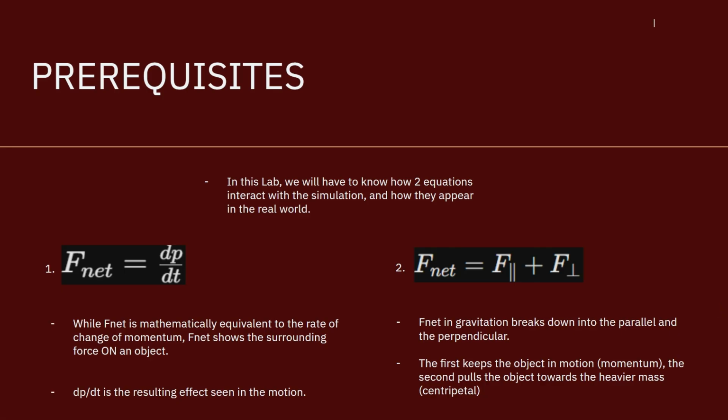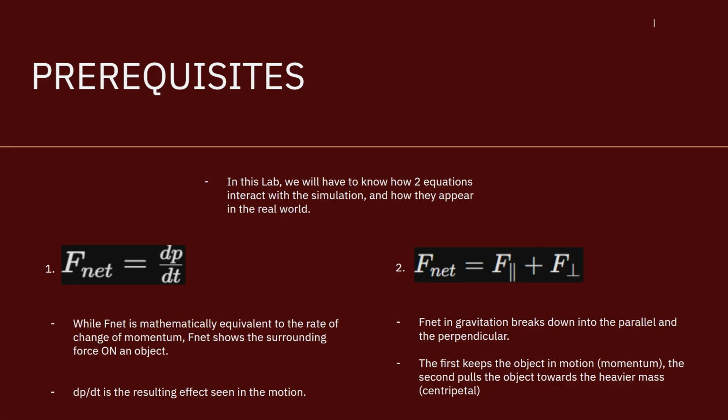Now, some prerequisites that we have to know are two equations and how they interact with the simulation and how they appear in the real world. For our first, we're looking at F net equal to the rate of change of momentum. While F net is mathematically equivalent to the rate of change of momentum, F net shows the surrounding force acting upon an object, whereas the derivative of momentum over the derivative of time is the resulting effect seen of this force inside the object's motion.